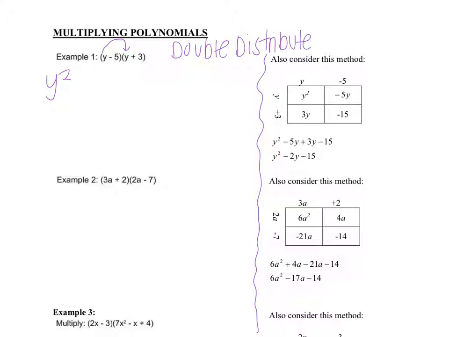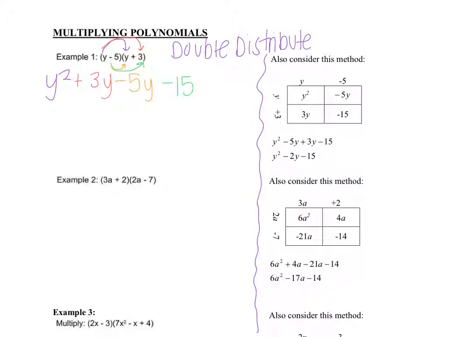Then I take the first term times the second term. Y times positive 3 is plus 3y. So that's the first distribution. Now the double distribution comes from taking that negative 5 and distributing it to both parts in the second parentheses. Negative 5 times y is negative 5y. And last but not least, negative 5 times positive 3 is negative 15.